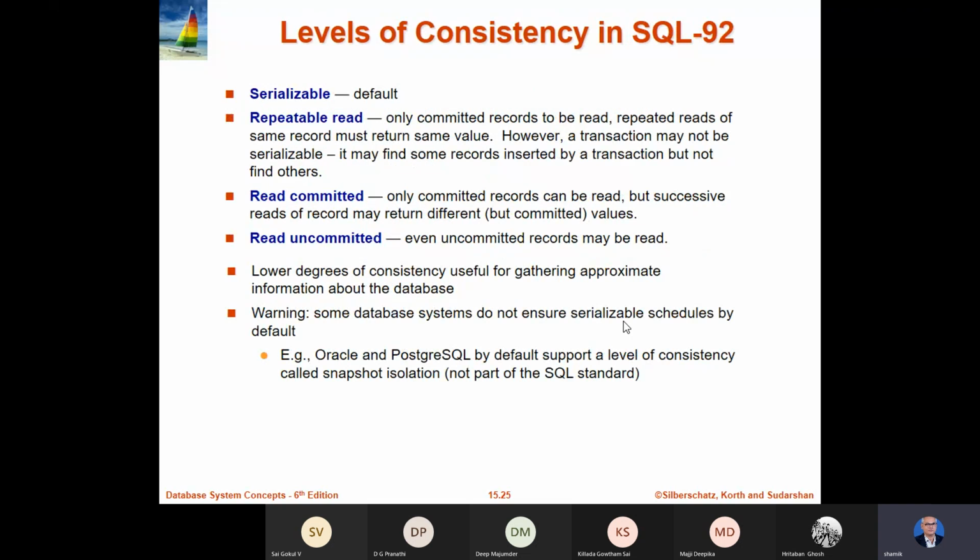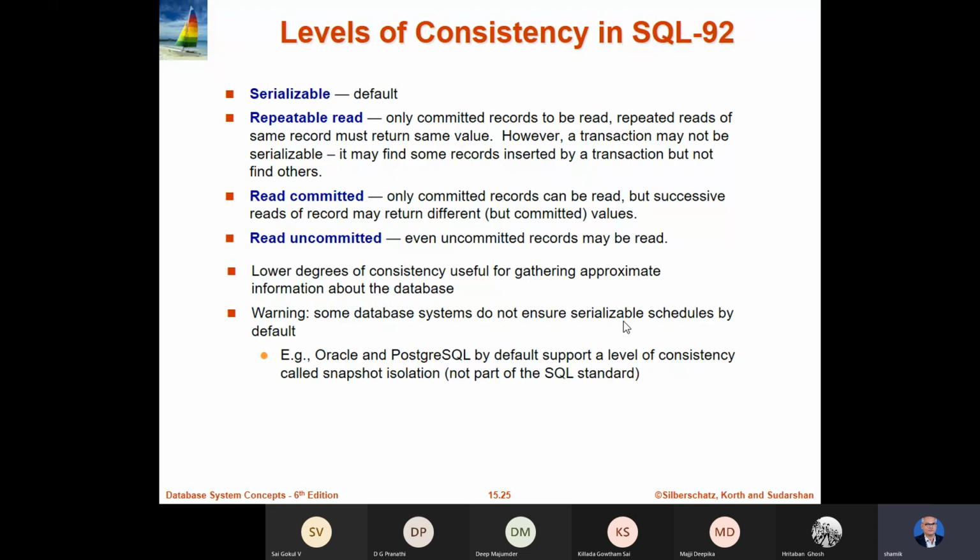Now, the SQL 92 standard specifies several such levels of consistency, like weak levels of consistency and the usual one. First of all, the serializable level is the default level of consistency, and that is what we have so far discussed. Then there is repeatable read. Repeatable read means only committed records are read. Repeated reads of the same record must return the same value. However, the transaction may not be serializable.